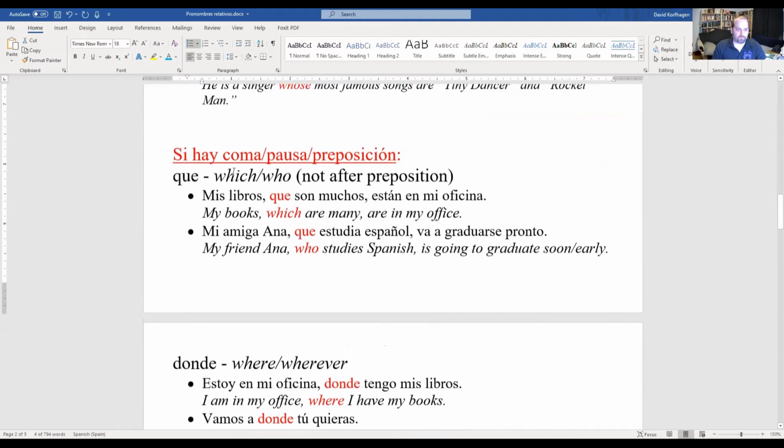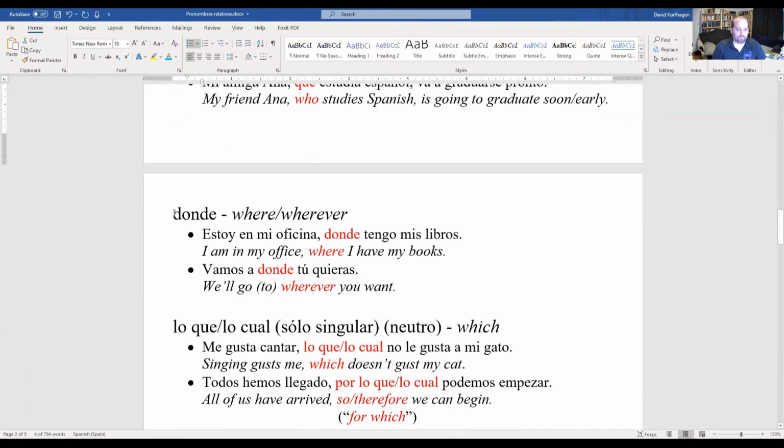Now, just to give some more examples of all these cases. So donde, where, or it could be wherever. Estoy en mi oficina donde tengo mis libros. I'm in my office where I have my books. So I'm in my office where, by the way, I have all my books. I'm not talking about having two offices, where this is the one where I have my books and there's another one where I don't. I'm just talking about my office where, by the way, I have my books. So I put that pause there.